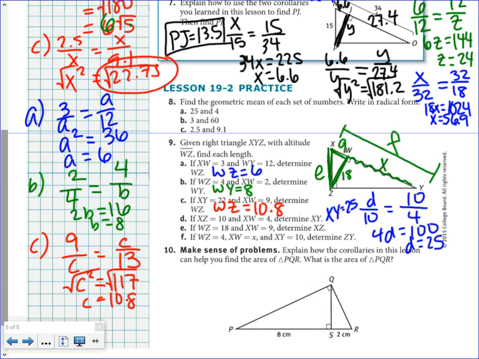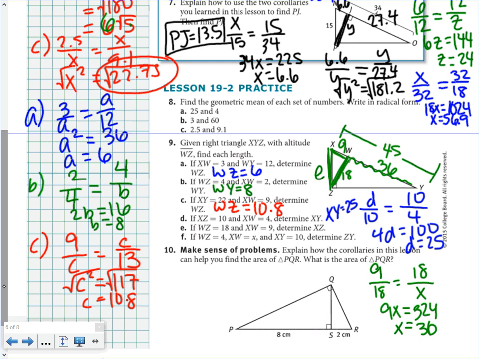So we know the altitude, and the altitude is the geometric mean between the 9 and the X, because those are the parts of the hypotenuse. So 9X equals 324, and then divide by 9 to get 36. So if I know that this is 36, I know that the whole hypotenuse has to be 45, because 9 plus 36 gives you 45. And so now I can find E.